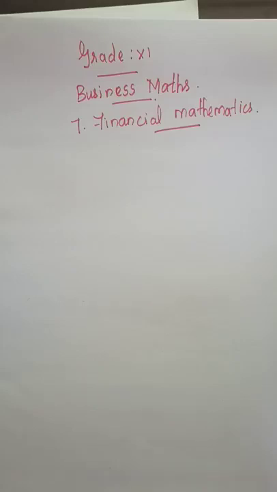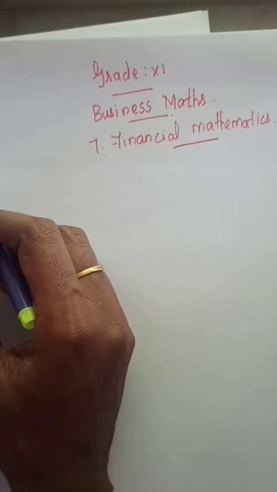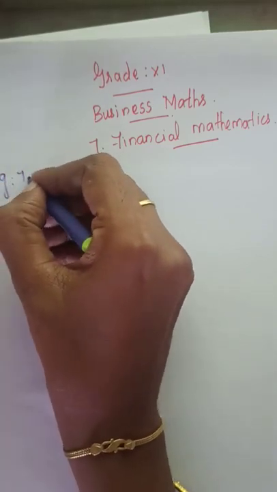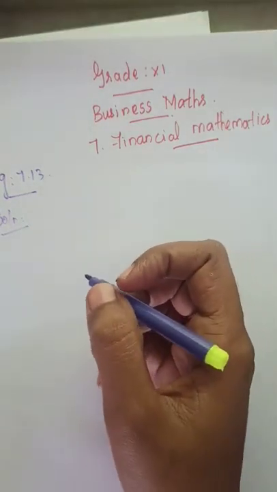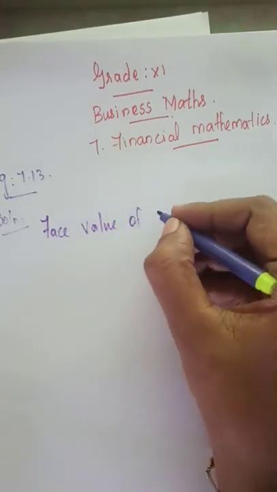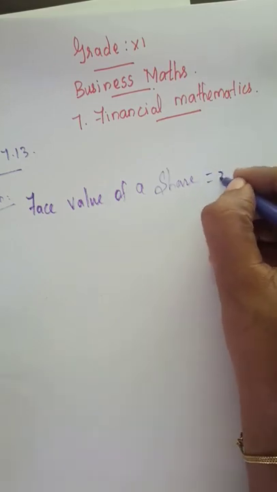A par value of rupees 10 is given. So, the face value of a share is rupees 10. For 20 shares, how much do we need to find? First, the face value of a share is given. Example 7.13, solution. Face value of a share is given as rupees 10.